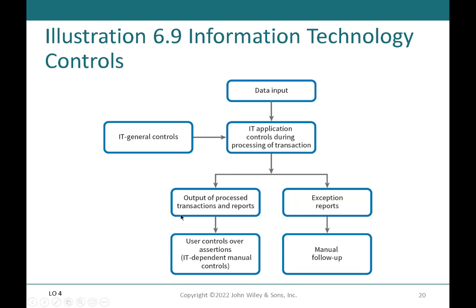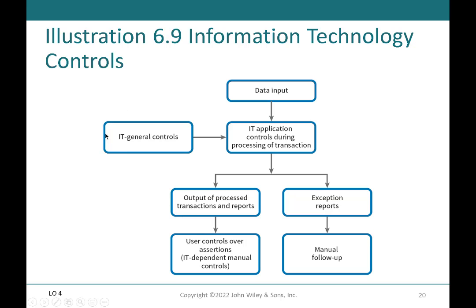Likewise, there's output that isn't necessarily exception reports, but output that could still help us figure out if there are any issues with the information being processed within the IT system. So users could have control over this manual output. Basically the IT system is producing some type of output, but then human beings are scanning over it to see if there are any issues.